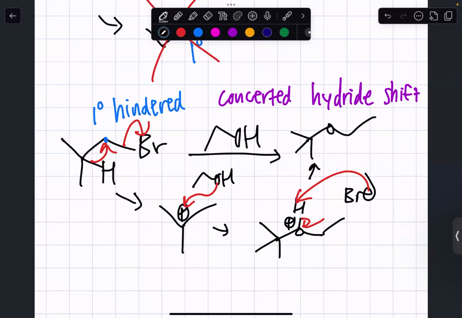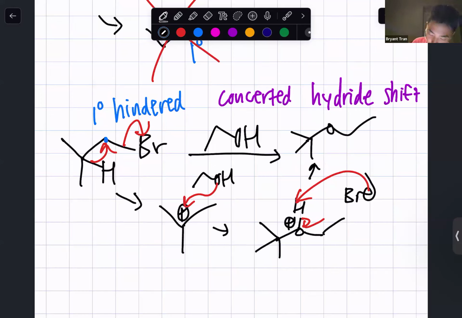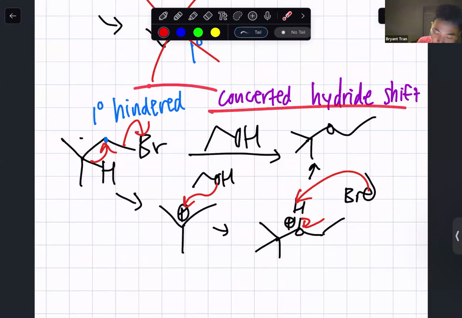Wouldn't this just not even have a reaction to begin with? So this one here, it looks like there's no reaction to begin with, but there is actually going to be a reaction because of the concerted hydride shift, because of this primary hindered substrate. Your professor might not have gone over this reaction.